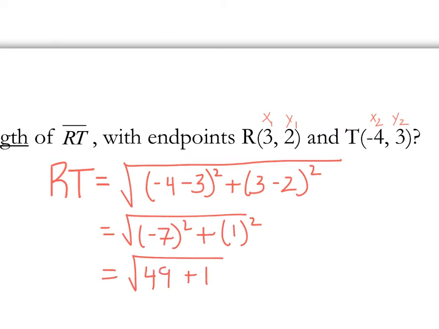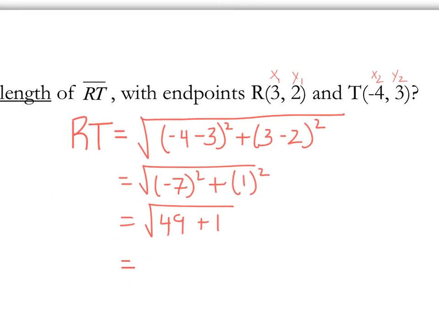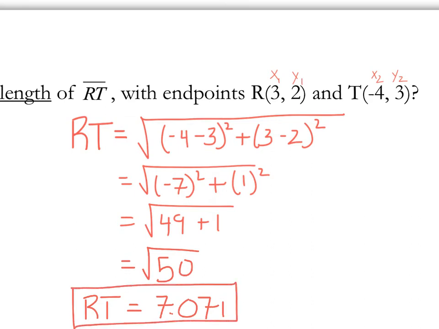Remember, a negative squared is a positive because it's a negative times a negative. So don't forget about that. That gives me the square root of 50. Then you put the square root of 50 in your calculator. When I do that, I get 7.071. When we do our problems, we always go to 3 decimal places. So we round at the 3rd decimal place, and that is our answer.